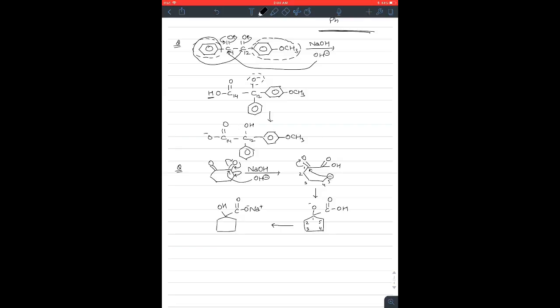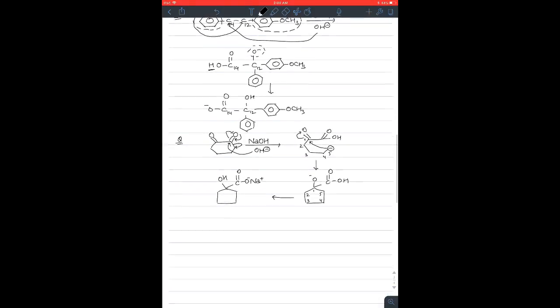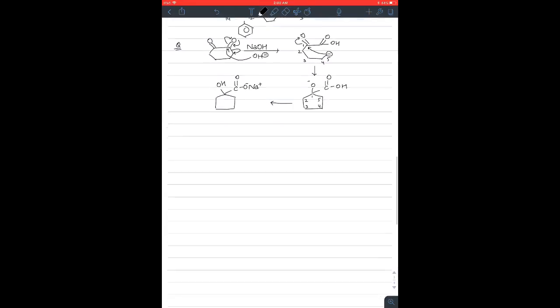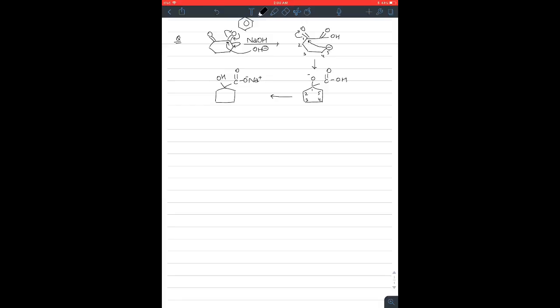So this reaction is known as benzylic acid rearrangement. So till now we have discussed two rearrangement reactions. The first was Beckmann rearrangement, and the second one was benzylic acid rearrangement. After this, the third reaction which I am going to discuss today is Knoevenagel reaction. You can write about this reaction.